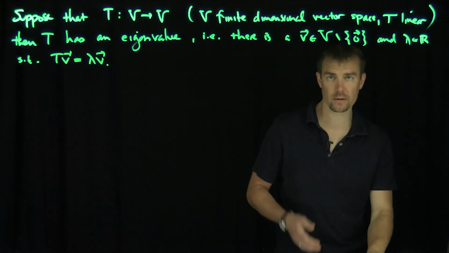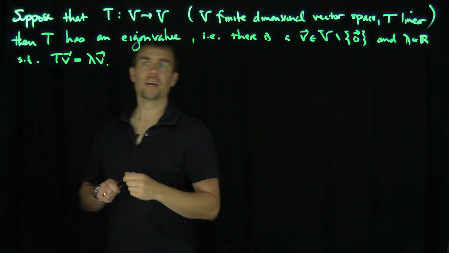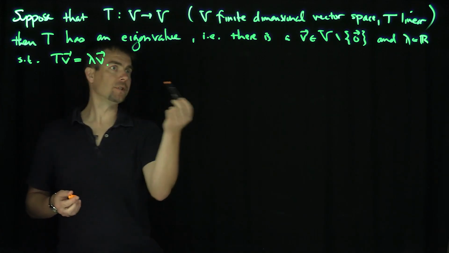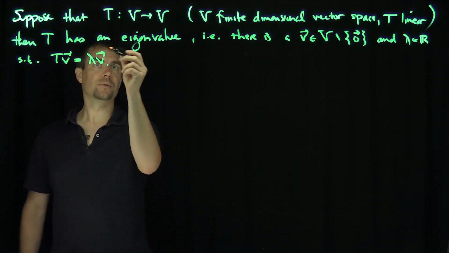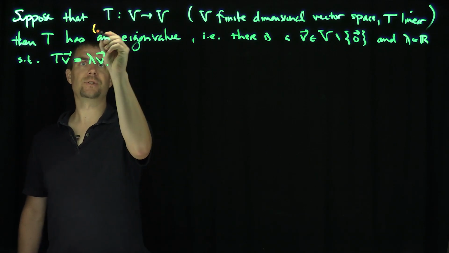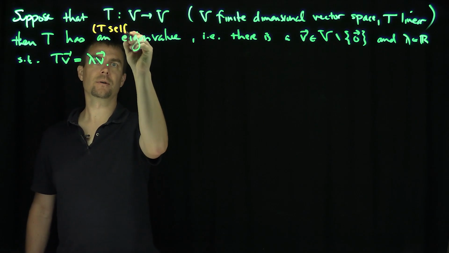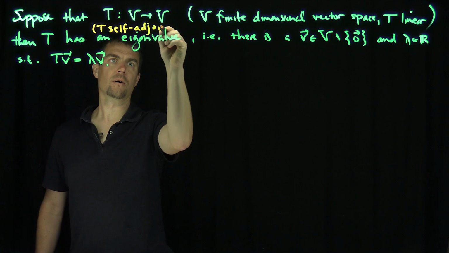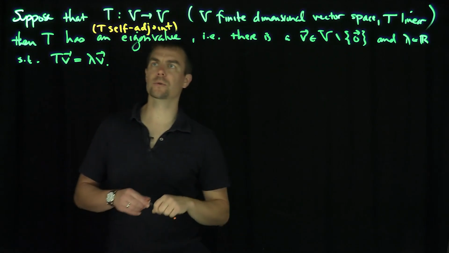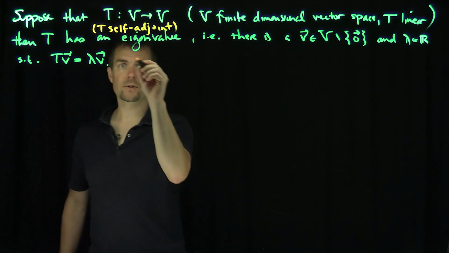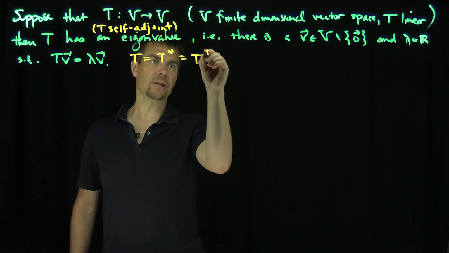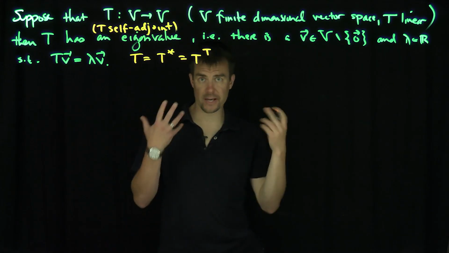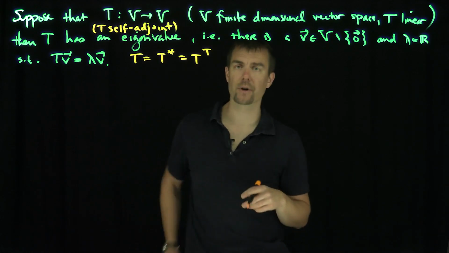The idea is that quadratic expressions in T, if T has an eigenvalue, and I missed one salient feature of this. So T here of course is self-adjoint. T has to be self-adjoint for our theorem to be true, okay? So in other words, what do we know? All that's saying is that T is equal to T star, or in the real case, just T transpose, like the transpose of the adjoint operator. So the adjoint and T are the same operator, okay?